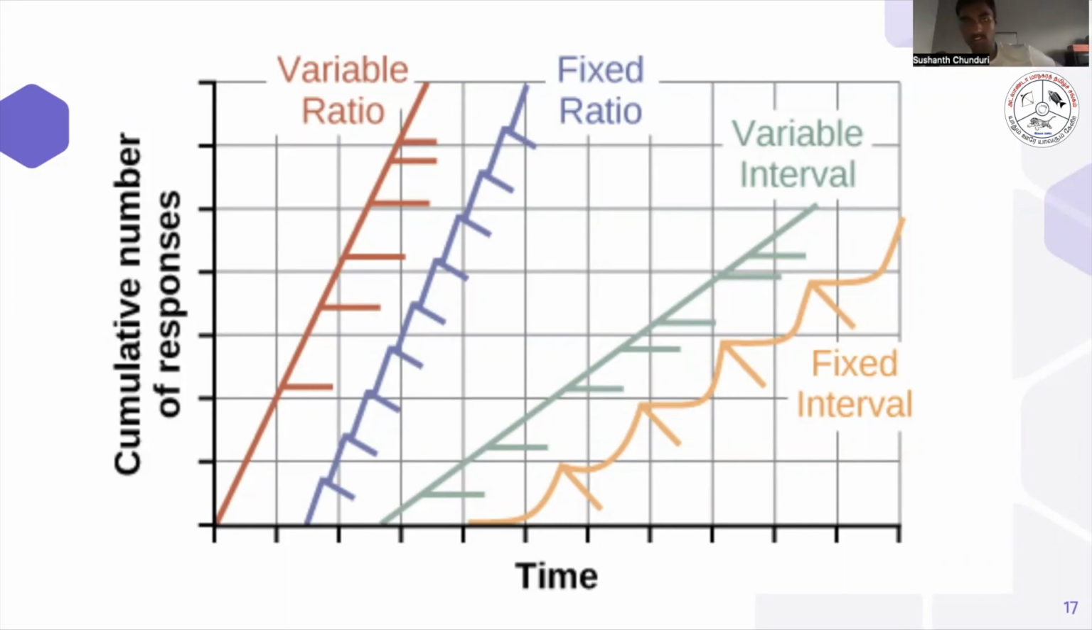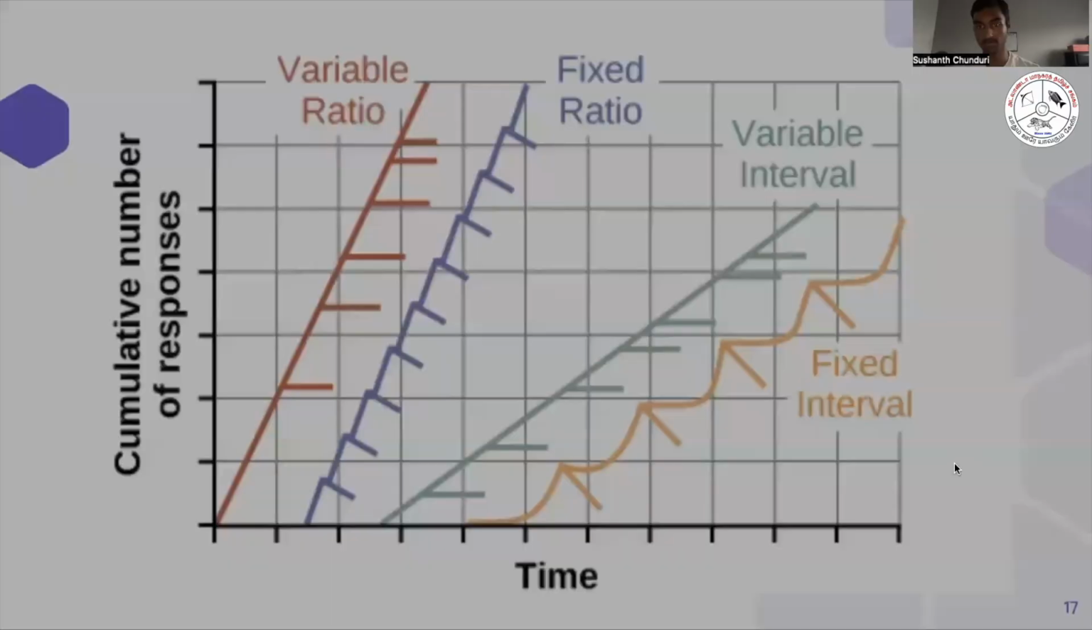But one thing to know is, while variable ratio has the faster acquisition, fixed interval is the most resistant to extinction. So fixed interval doesn't go away really quickly. So if you train someone or train something through fixed interval, then it won't go away quickly.